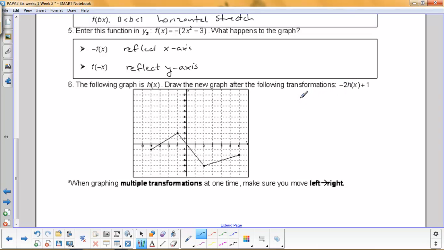Okay? So first thing we're going to do is reflect across the x-axis. Second thing we're going to do is vertically stretch. That's the 2. The third thing we're going to do is move it up 1 unit. That is plus 1. Okay, first things first, let's reflect. So everything that's negative becomes positive. Everything that's positive becomes negative.